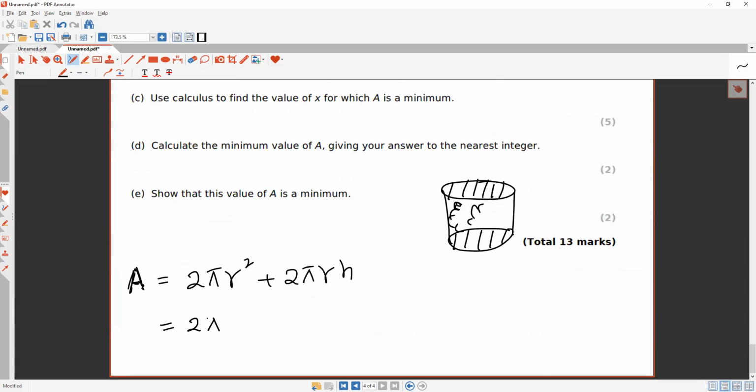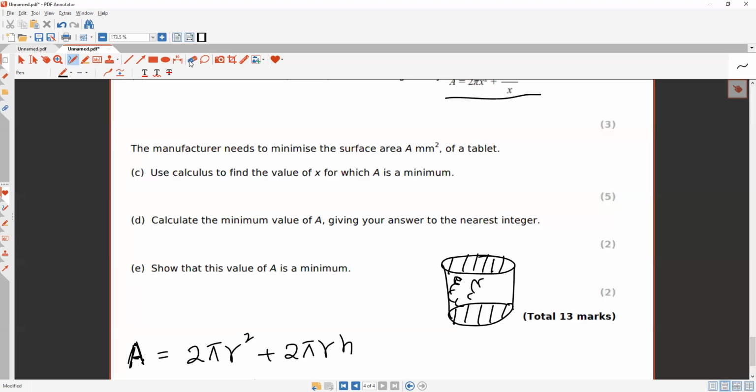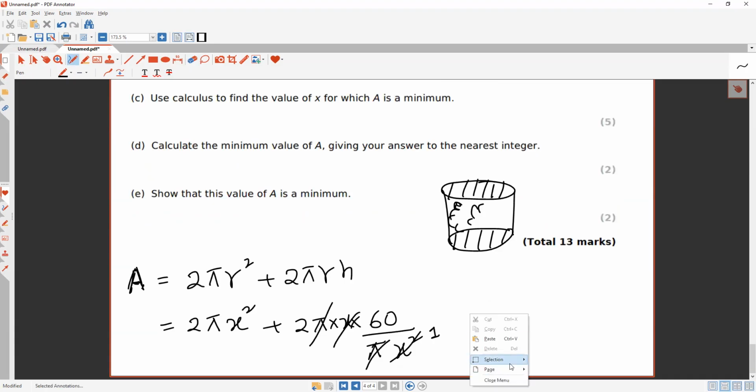So can I write 2 pi r square plus 2 pi r multiplied by 60 divided by pi x square? Instead of r square, I can write x also, right? So let me write x over here. Yeah, so you have x square and you have 2 pi r. Okay, so pi gets cancelled, x and x gets cancelled, you have one left.